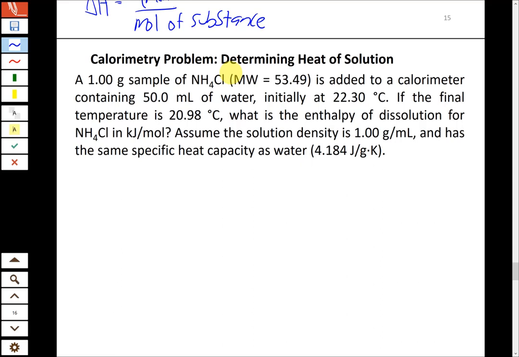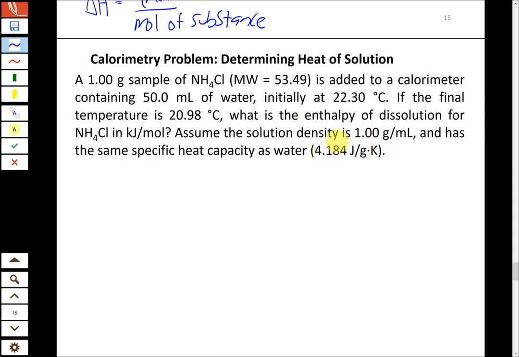So we have 1 gram of ammonium chloride added to a calorimeter with 50 milliliters of water. Initial temperature 22.3 degrees Celsius. If the final temperature is 20.98 degrees Celsius, what is the enthalpy of dissolution in kilojoules per mole? We're assuming that the density is 1.0 grams per milliliter, and we have the same specific heat capacity as water.